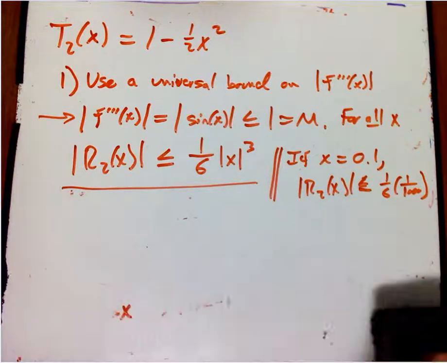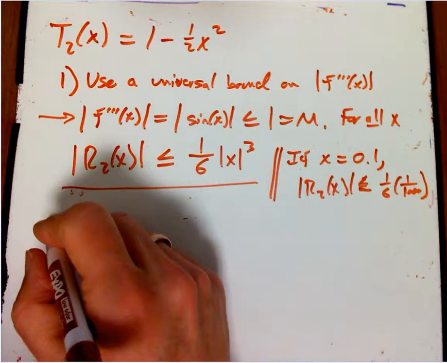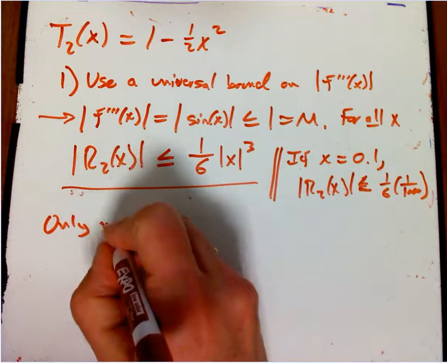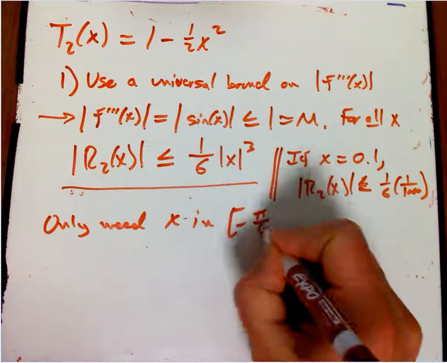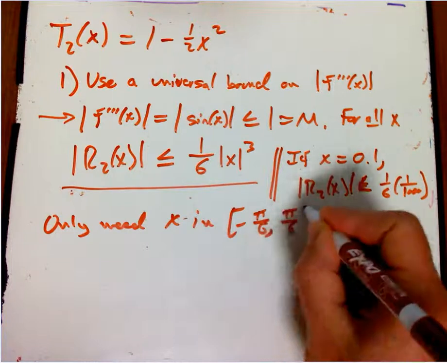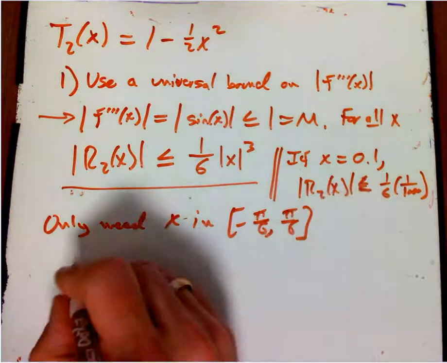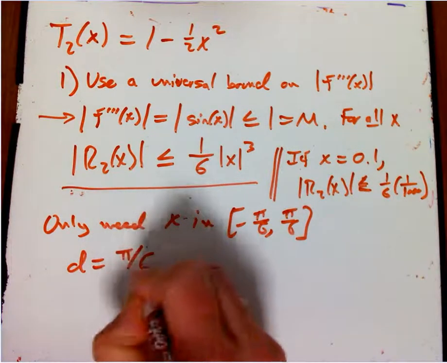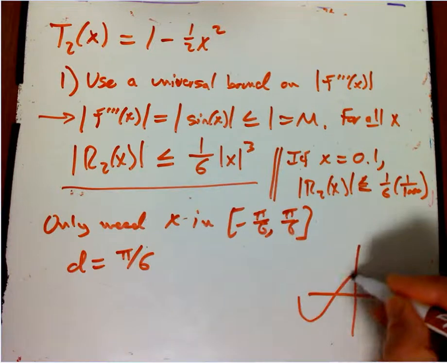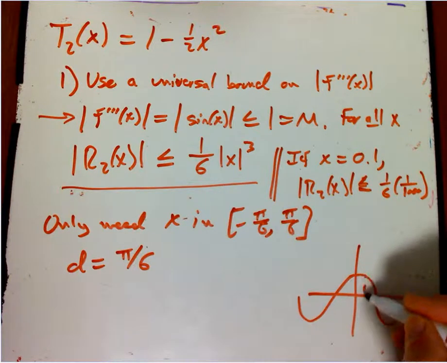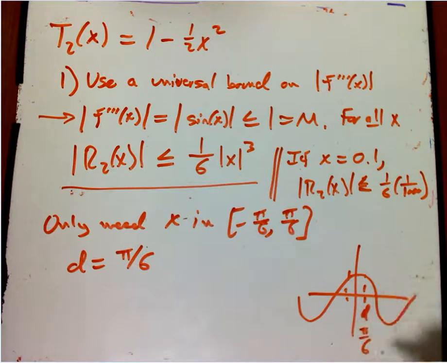Let's say I happen to know that for my application, I only need to worry about x in the interval, let's say minus pi over 6, just to make things simple, to pi over 6. So about minus a half to a half, roughly. So in other words, d here is pi over 6. The half width of my interval. So d is pi over 6.